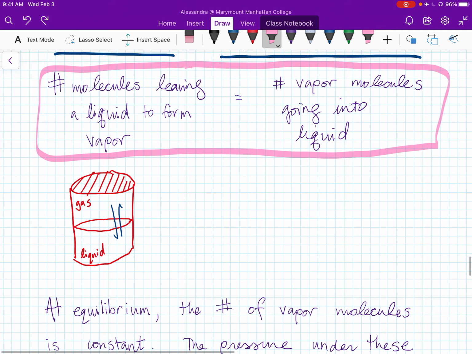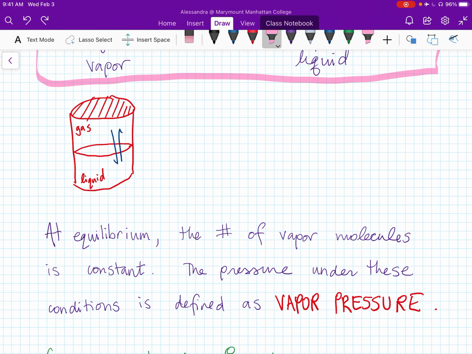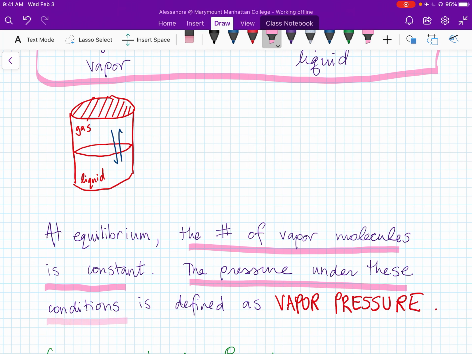So at this equilibrium point, the number of vapor molecules, as well as the number of liquid molecules, is finally constant. So all of that goes into the definition of vapor pressure, because the pressure under these conditions in that sealed container is what's defined as the vapor pressure. So you can think about the vapor pressure as the pressure exerted by the molecules in a head space over a liquid. Equilibrium vapor pressure.